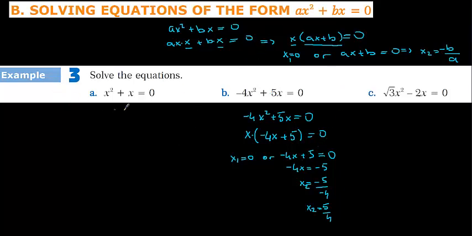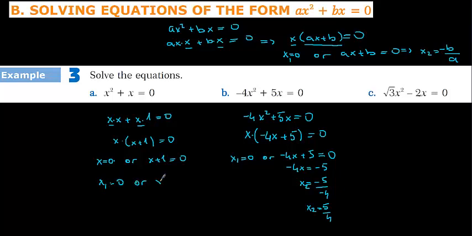Sometimes these solutions, like in the previous question, may be equal to each other. Okay, all the terms have the coefficient 1. So this is x times x, and this is x times 1. If you get the x terms out, x times x plus 1 is going to be equal to 0. Then x is equal to 0 or x plus 1 is equal to 0. So x1 is equal to 0 or x2 is equal to minus 1 is our solution. This one we will solve in the class.